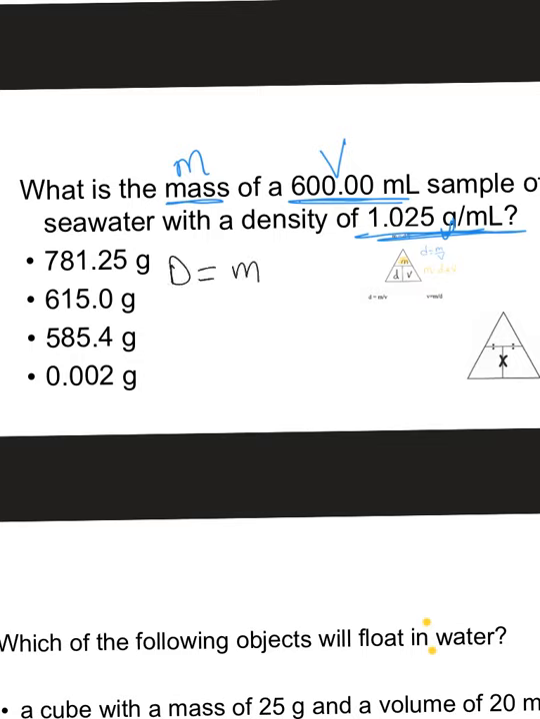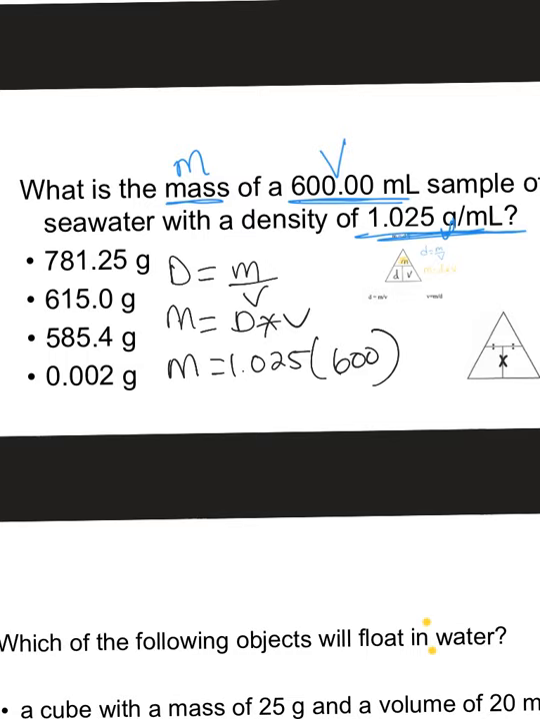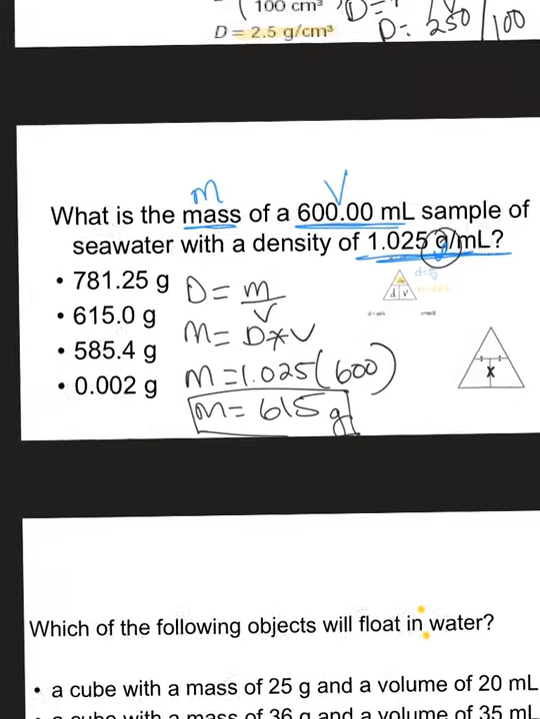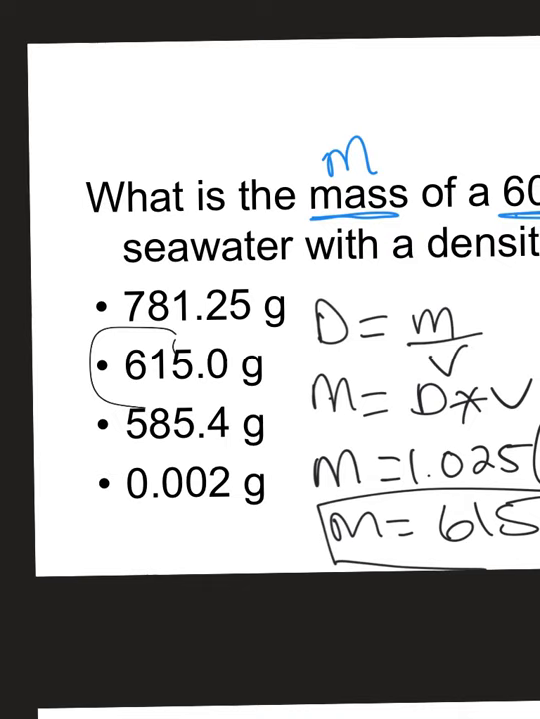Density is equal to mass over volume. So mass is equal to density times volume. So mass is equal to 1.025 times 600. So then you'll take that and you'll plug it into your calculator. And you will get 615. Now, if my units for density is grams per milliliter, that means the mass is grams. So my answer is 615 grams. Slide back over. So which answer is that? It's B. Let's take a moment to discuss this problem.